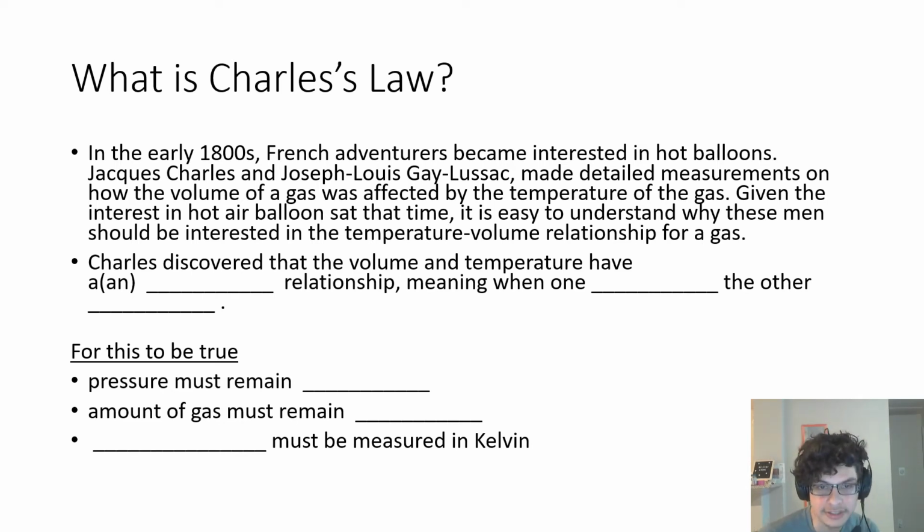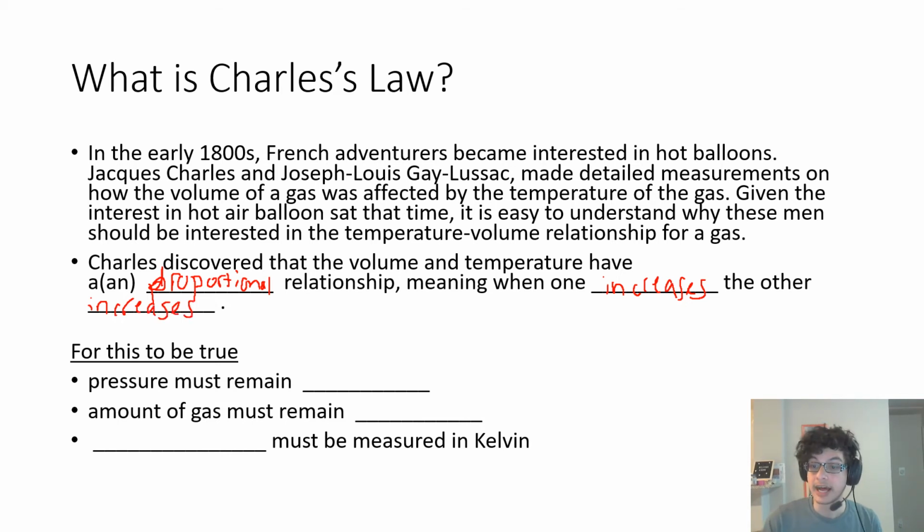So Charles discovered that volume and temperature have a proportional relationship, or directly proportional relationship, meaning that when one increases, the other increases. And also the other way around. So if one of them decreases, the other one decreases.